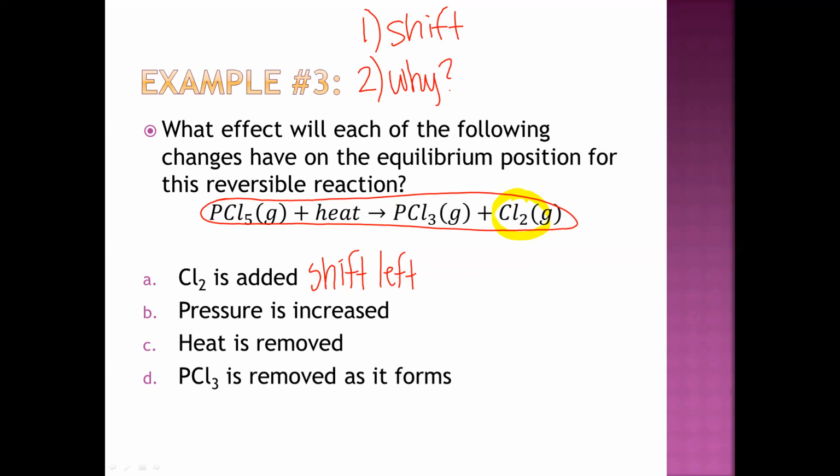And why do we have to shift left? For number 2, that's the second thing we have to write down. The reason why we have to shift left is because the Cl2 will react with the PCl3 to turn back into reactants. The reason why we're shifting is so that we can use up all the extra. This is what I wrote down: use up the extra Cl2. Because if we added Cl2, there's too much Cl2 now, so we've got to use it up by shifting the other way. Okay? So that's that one.